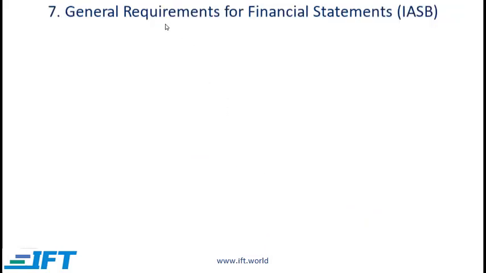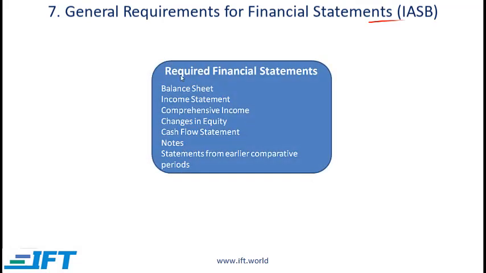Now we will talk about the general requirements for financial statements according to the International Accounting Standards Board. Here are the required financial statements, and we have seen this in earlier readings: the balance sheet, income statement, comprehensive income, changes in owner's equity, the cash flow statement, and then notes are also required. Often statements from earlier comparative periods are also required.